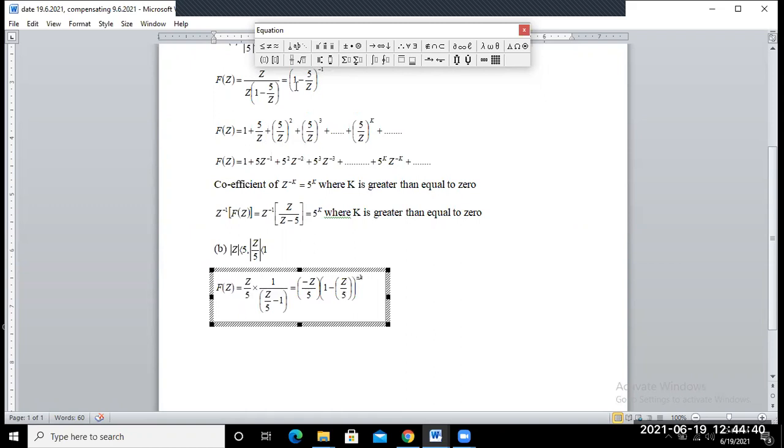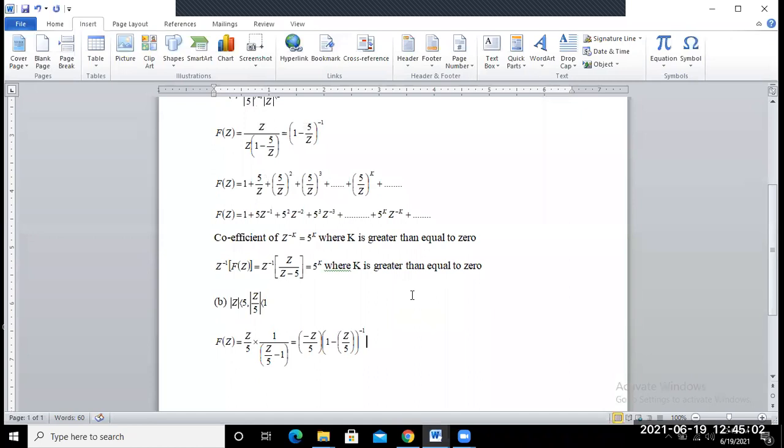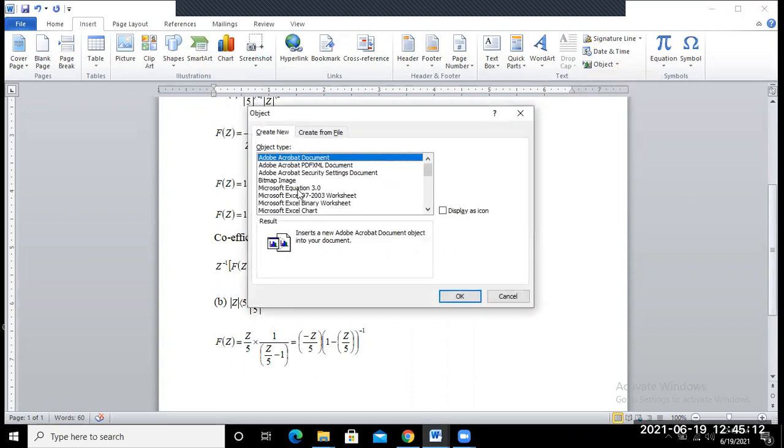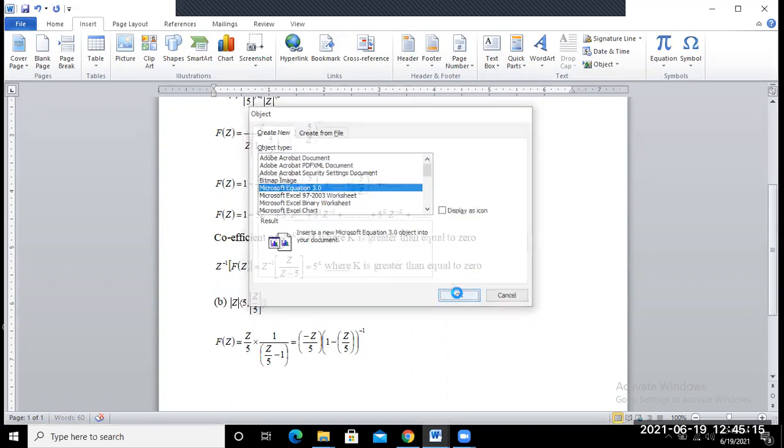Minus 1. Now this is in the form of 1 minus x to the power minus 1. So 1 minus x to the power minus 1 we can explain by the binomial expansion 1 plus x plus x square plus x cube. So just express this f(z) in that binomial expansion. Okay, so we can write this equation f(z) equal to, what can we write here?